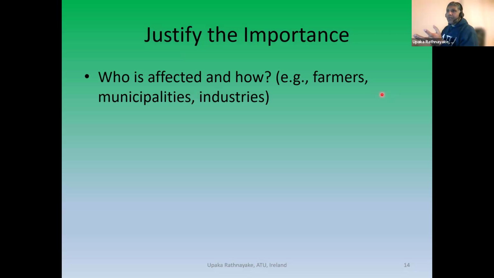As I told you, when you go to a medical doctor, you're not worried about his medical terms and so on, but you are worried about your problem. You want to solve that. So that's the layman's word. So you're trying to identify the affected people and how they are affected. So stakeholder identification is very important in justifying the importance.